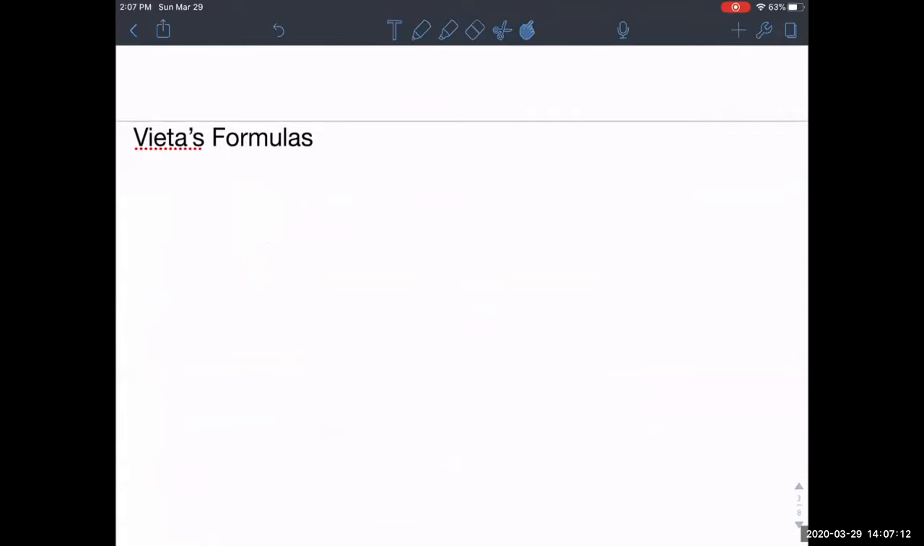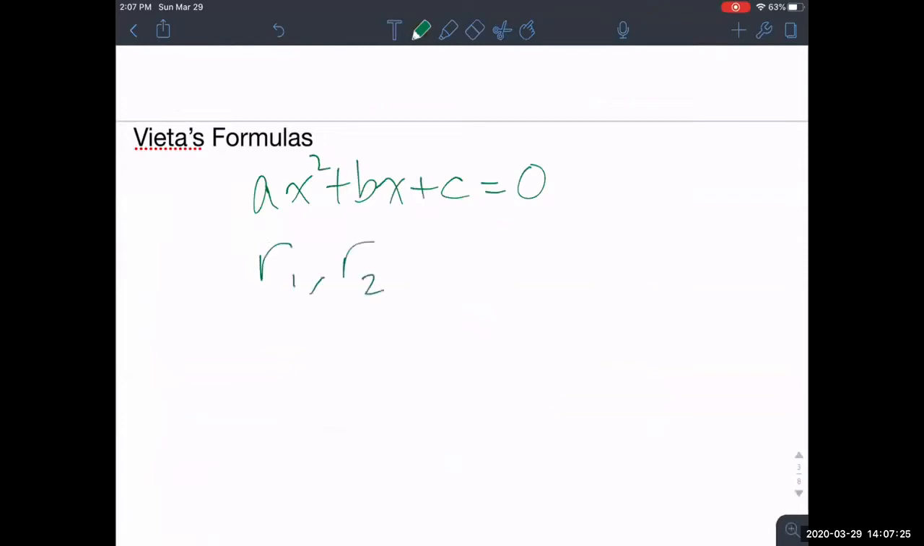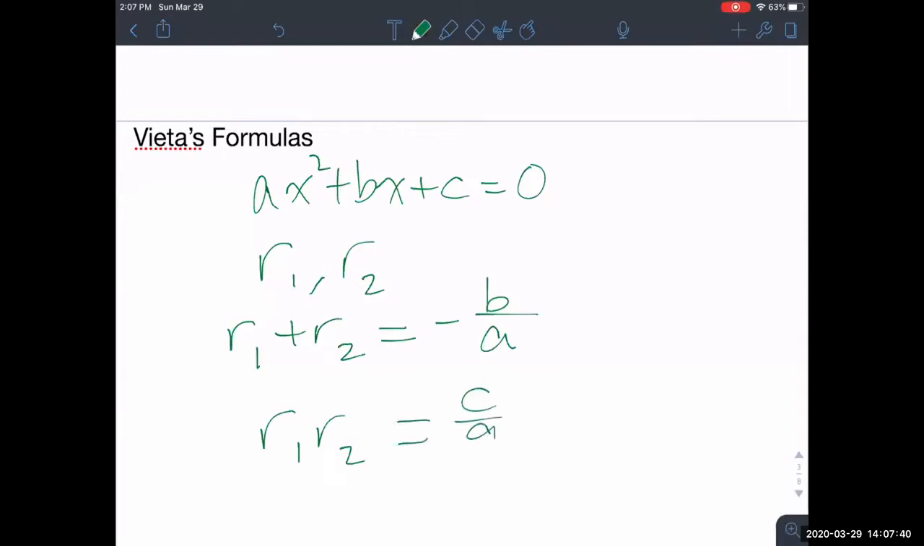To explain Vieta's formulas, let's go back to our original form of ax squared plus bx plus c is equal to 0. We're going to call the two roots of this r1 and r2, r for root. Vieta's formula states that the sum of these two is negative b over a, and the product of these two is c over a. Now keep in mind this negative. That's pretty easily forgettable, so just keep that in mind. And yeah, those are Vieta's formulas.